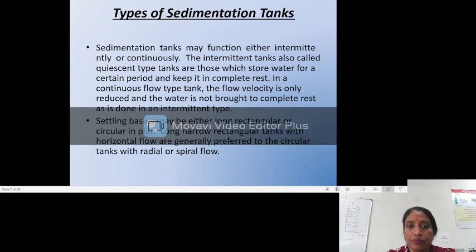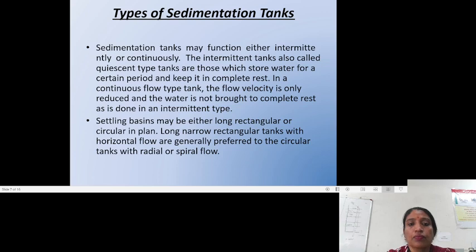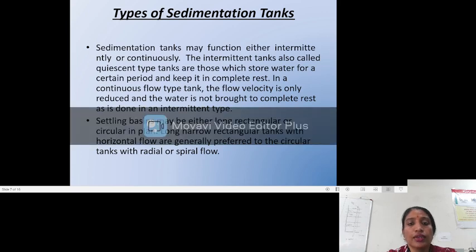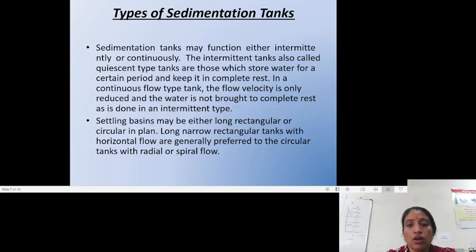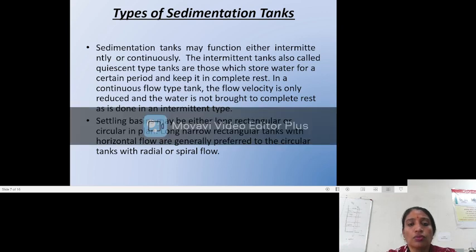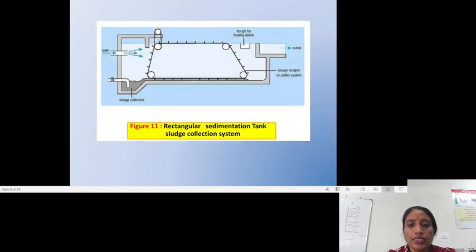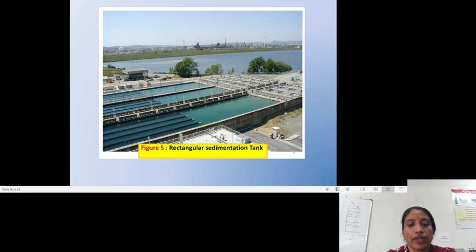Now, the sedimentation tank types. Sedimentation tanks can be either intermittent or continuous based on their operation. Intermittent tanks are those tanks which store water for a certain period and keep it in complete rest, while continuous tanks don't restrict the flow of incoming water, but a baffle wall is given in the tank, which allows the remaining part of the tank in which water is stored to be at rest. Because for sedimentation to happen, the water should be at rest. And based on shape, the sedimentation tank can be circular or rectangular. This is the figure of a rectangular sedimentation tank, and this is the actual image of a rectangular sedimentation tank.